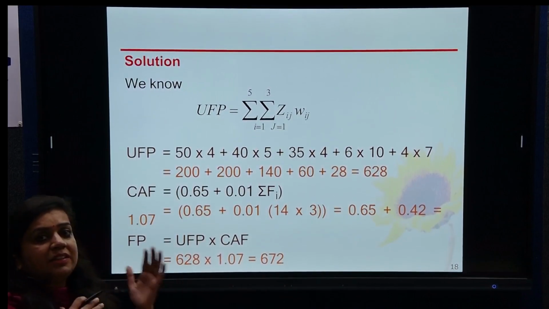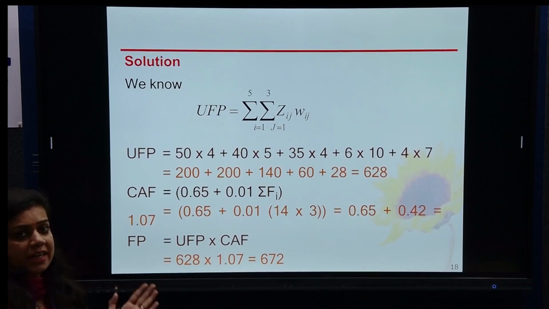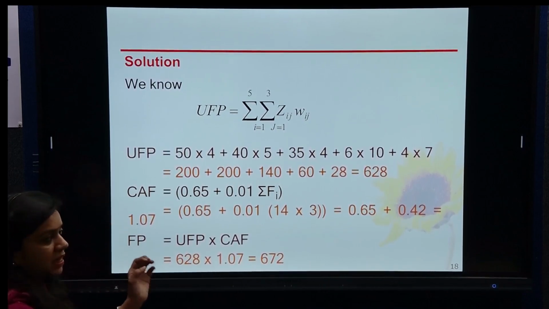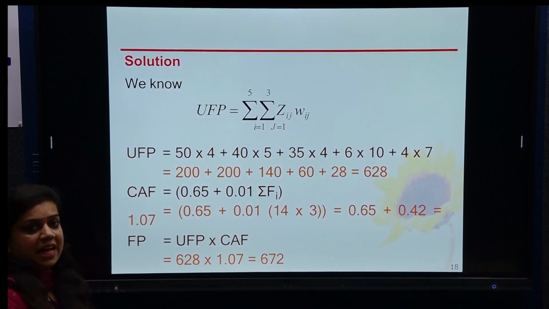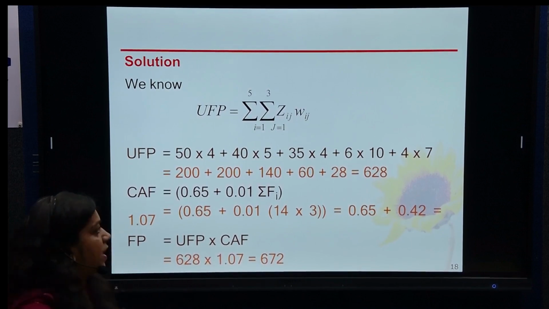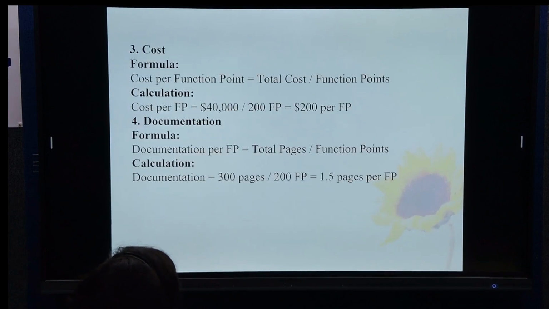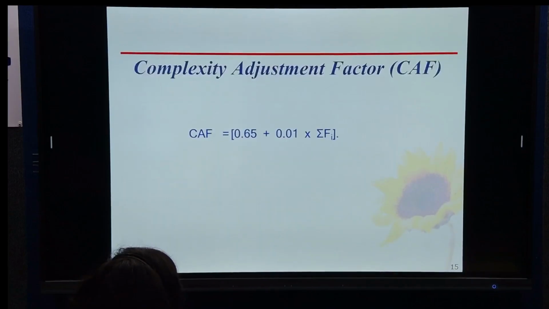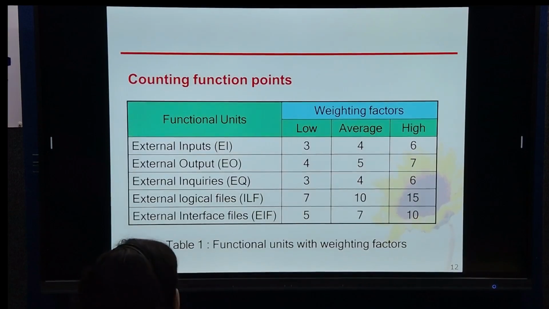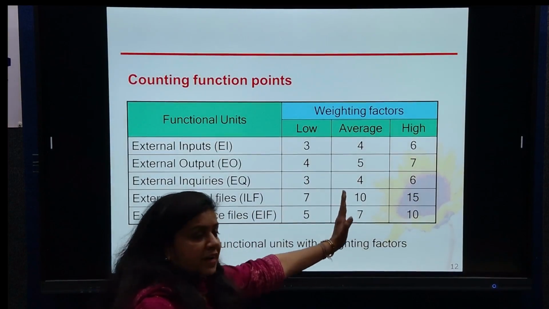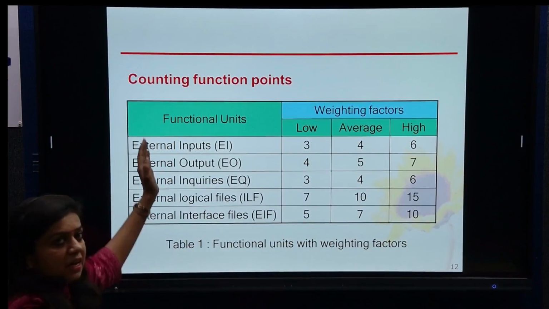So we will take the weighting factors according to the question from the table. As it's already given that we are assuming all the weighting factors as average, from the previous table, we will take all the average values for all the functional units.